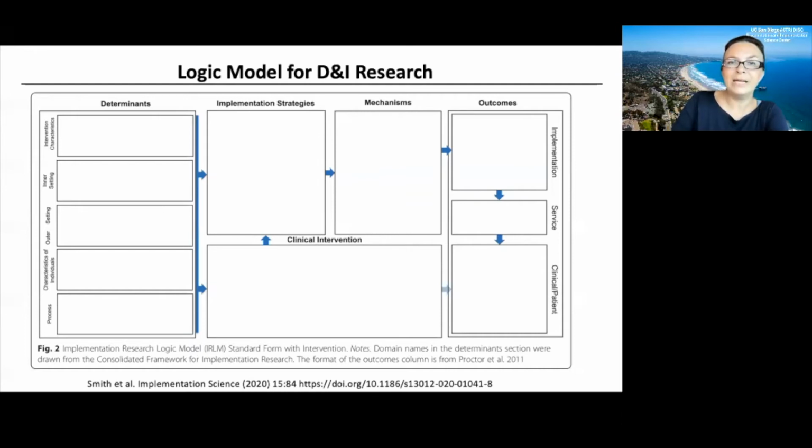On this slide, you can see a dissemination and implementation research-focused logic model, which was developed by J.D. Smith and colleagues, which distinguishes determinants, implementation strategies, and the clinical intervention, mechanisms, and various types of outcomes, including implementation, service, and clinical or patient outcomes.